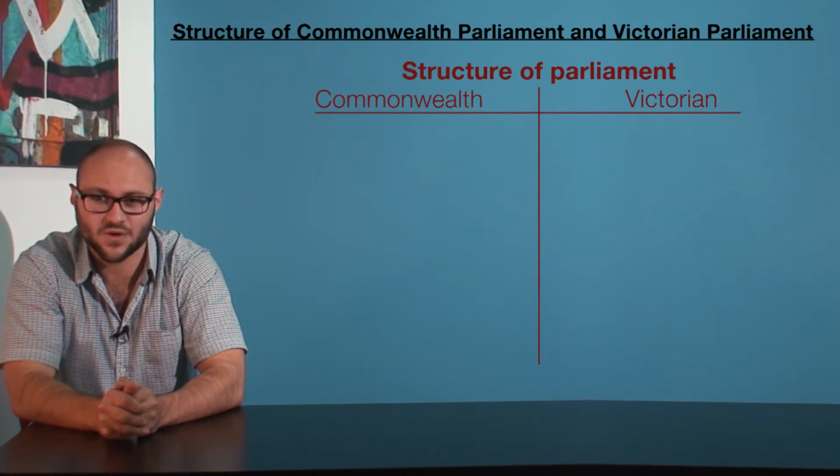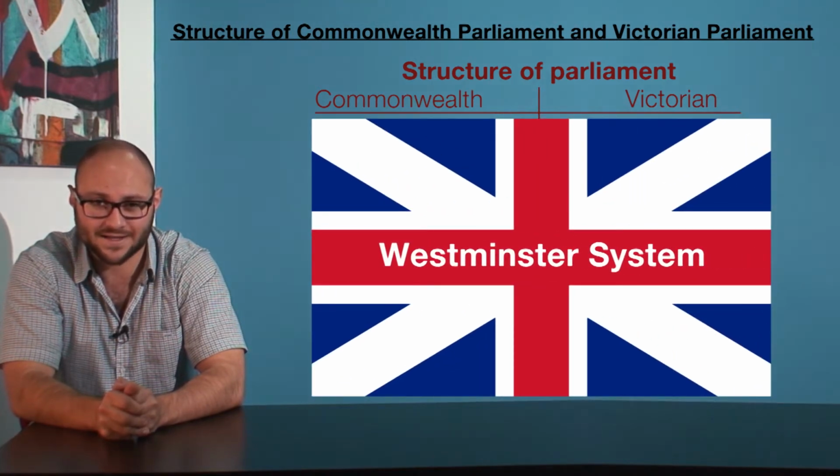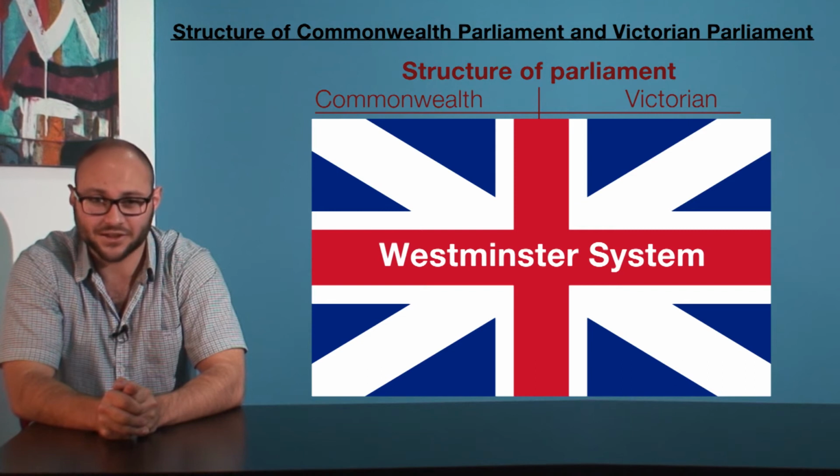Both federal and Victorian parliaments are based on the Westminster system, a system that comes from Britain. This means that our parliament has 2 houses, the lower and upper house, and that the Crown is at its head. There is a lot of information to memorise in this section of the course, and the number of facts and figures can be overwhelming, but it's all really important knowledge.